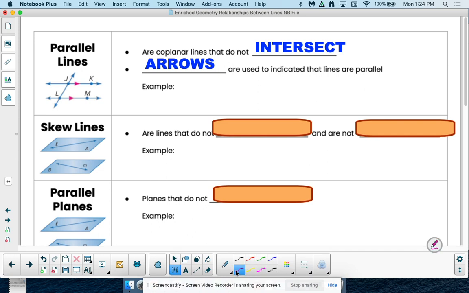So in this example here, you could say JK is parallel to LM. The shorthand for parallel is those two up and down lines. Make sure you put your little lines on top, otherwise it could be a segment. So JK is parallel to LM.